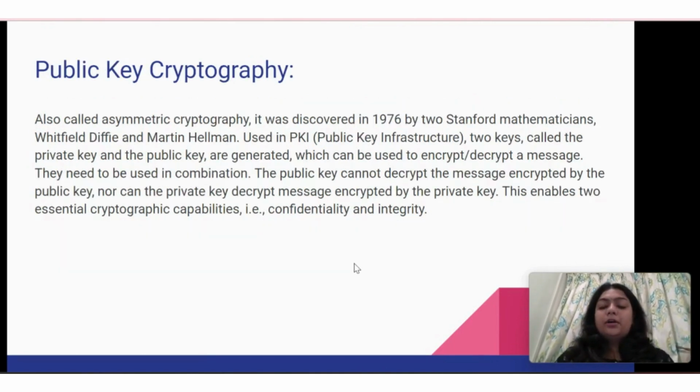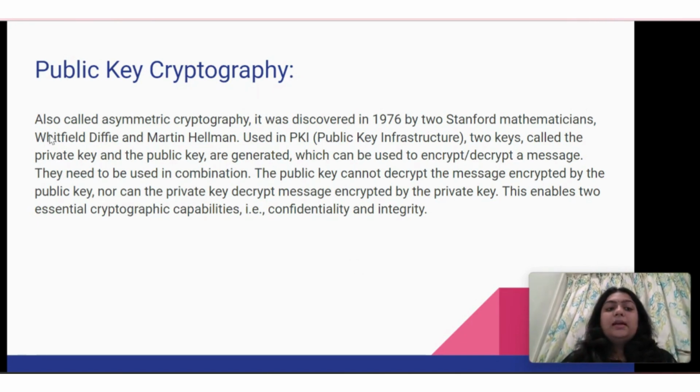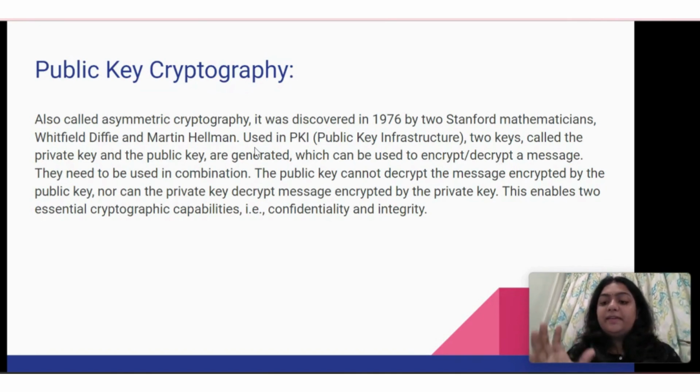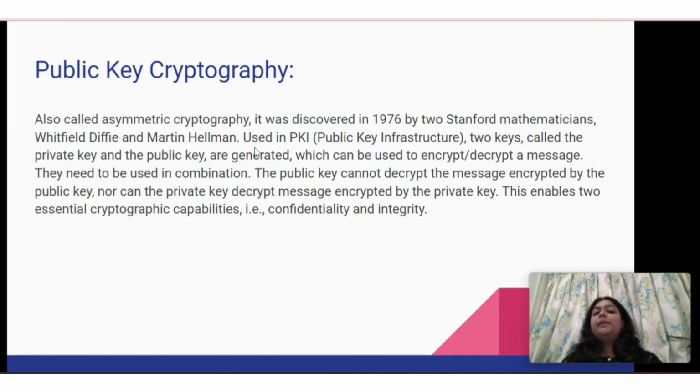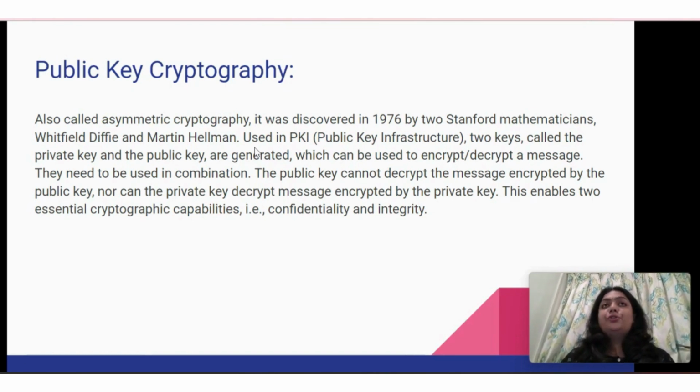Public key cryptography, which is also known as asymmetric cryptography. The main use of this was discovered by two different mathematicians, Whitfield Diffie and Martin Hellman. So the algorithm comes as the Diffie-Hellman algorithm. Key exchange, where two keys are generated, which are known as public key and private key. The public key and private key are used to generate the ciphertext, that is, to encrypt and decrypt a message.